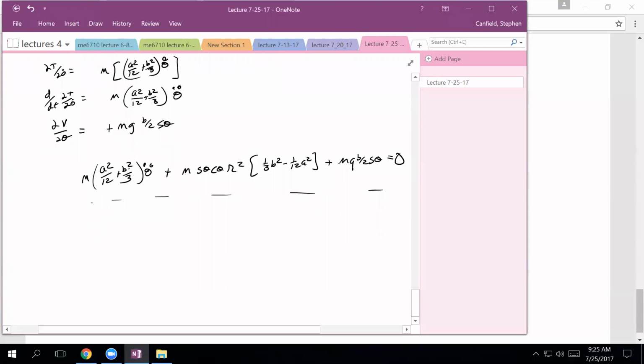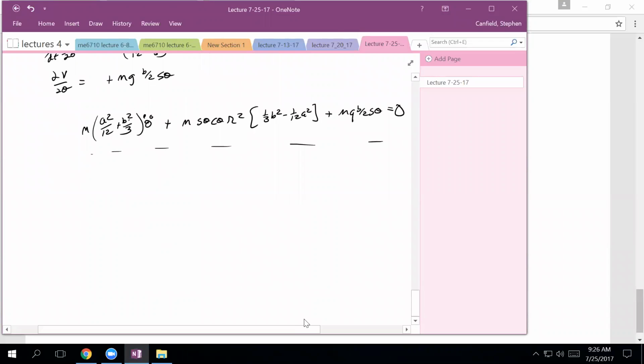Table there. Next topic, Lagrange multipliers.